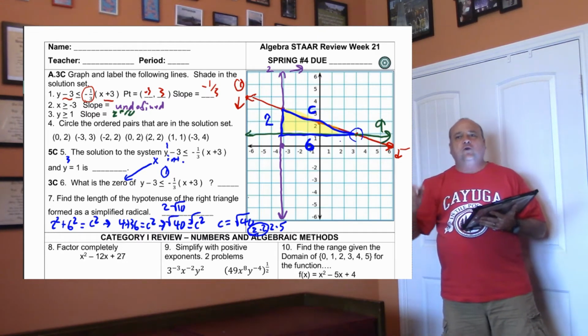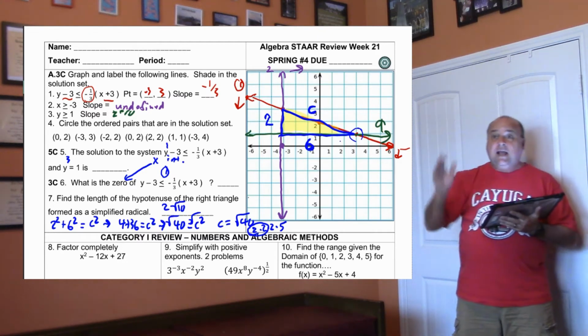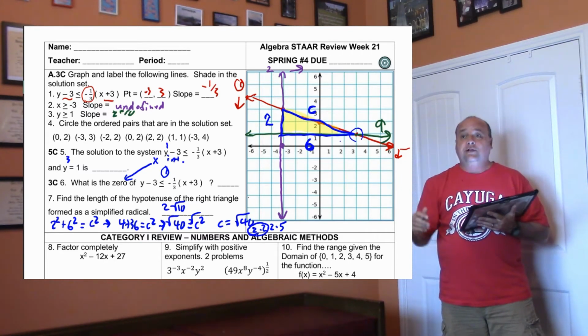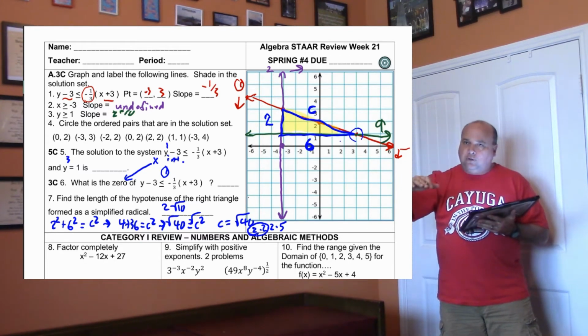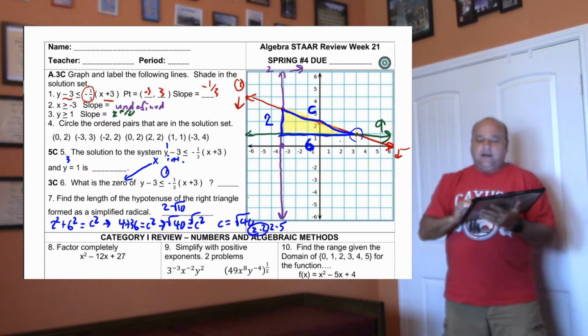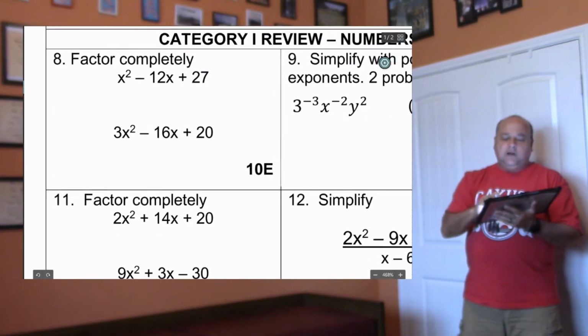These activities are fantastic for this. This is what you will do in pre-AP geometry next year or in regular geometry, okay? You'll do the Pythagorean theorem and you're going to simplify that square root instead of writing it as a decimal. Well, let's go to number 8.